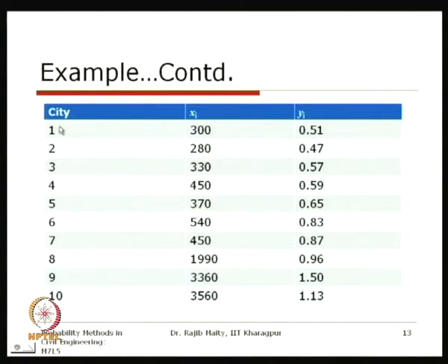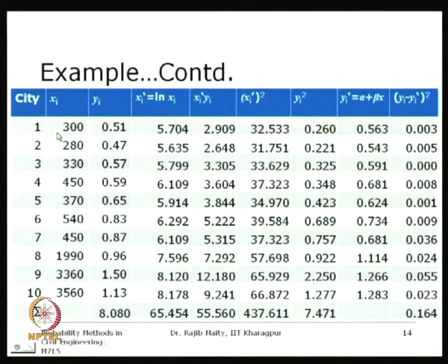So, here there are 10 cities. The expressions xi is the population in thousands, and yi is the parking cost for all-day parking, in hundreds. With these two data, what we can first do is that this xi, the input, is converted through the natural log, and we get this expression. Using this as the input, we have to model this yi.